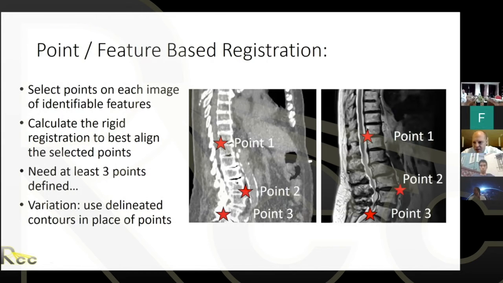A variation of this method is to use the delineated contours in place of points, and then those contours are matched. I would say this is not as common of a method, but it is a method that's out there to be aware of, and may be an option on your planning system.